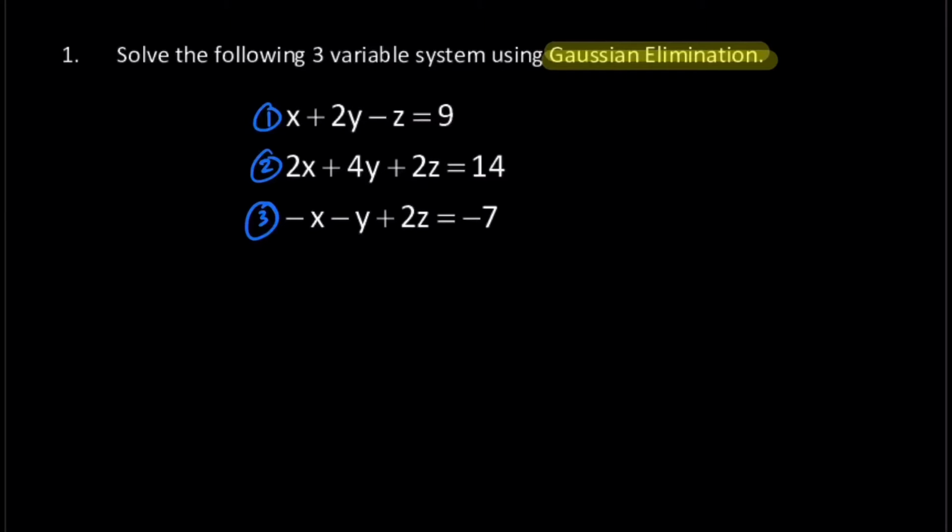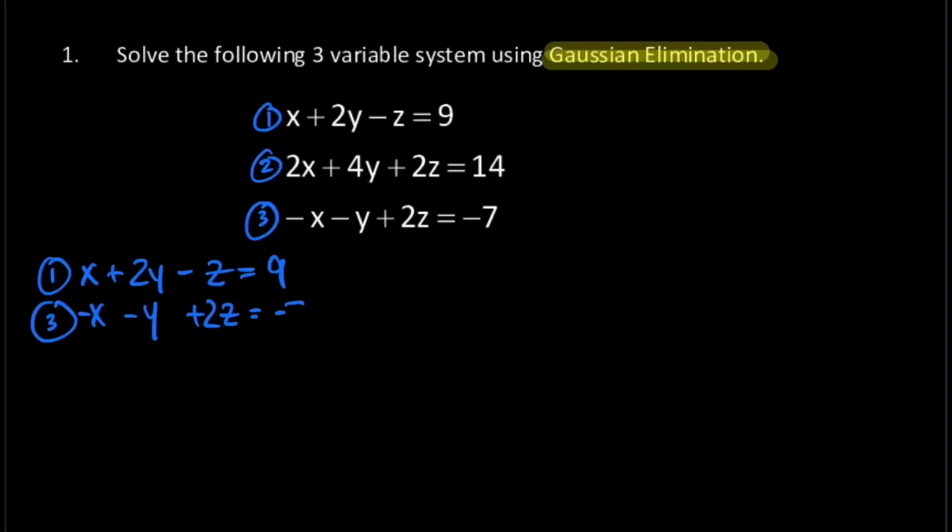Right away, I notice it's probably going to be easiest to cancel the x's. I've got an x and a negative x, so first thing I would do is take these two equations, cancel the x's, and then probably 2 and 3. So let's do that. Equation 1, x plus 2y minus z equals 9. Equation 3, negative x minus y plus 2z equals negative 7. X's will drop out. 2y minus y is y. Negative z and a 2z is plus z. 9 minus 7 is 2. So that's a pretty simple equation right there.